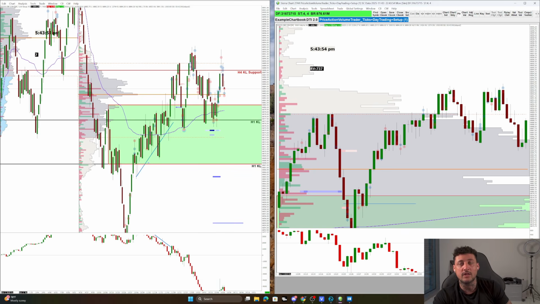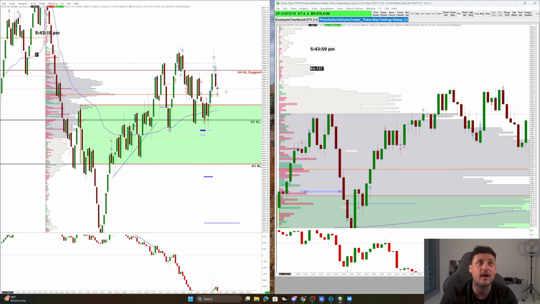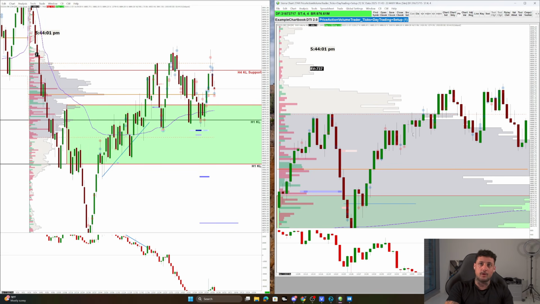I didn't hold to the 93s, which I'm glad I didn't, because again, this is a 5 range bar chart. Price consolidated in this area for a little bit here, and I decided to close the position and call it a day.